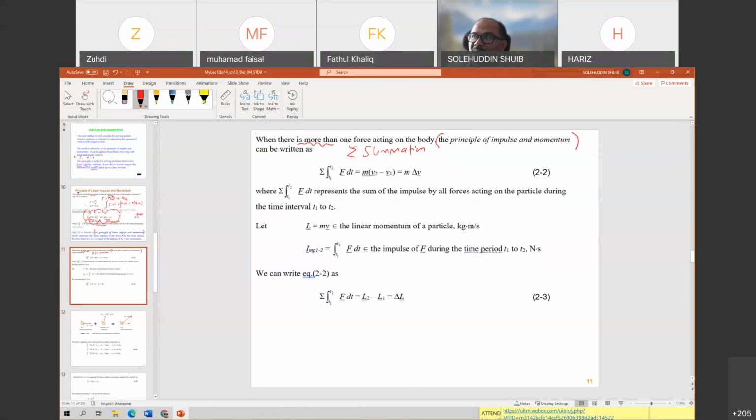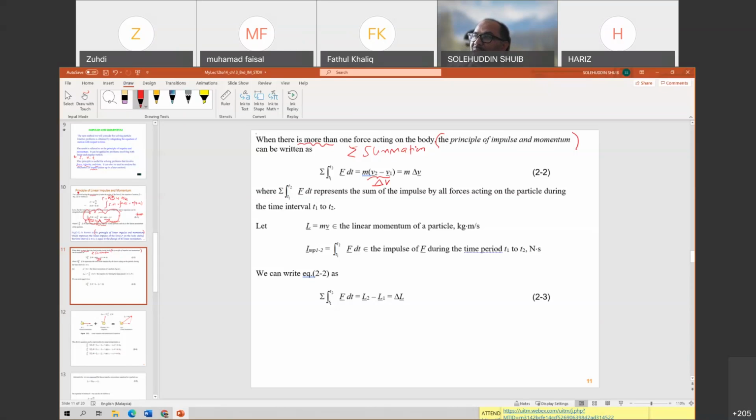So what is V1 minus V2? This is delta V. Okay. So you have summation here, and then you have delta V. All right. Then we want to define this one. Summation of force represents the sum of impulse by all forces acting on the particle during the time interval from T1 to T2.